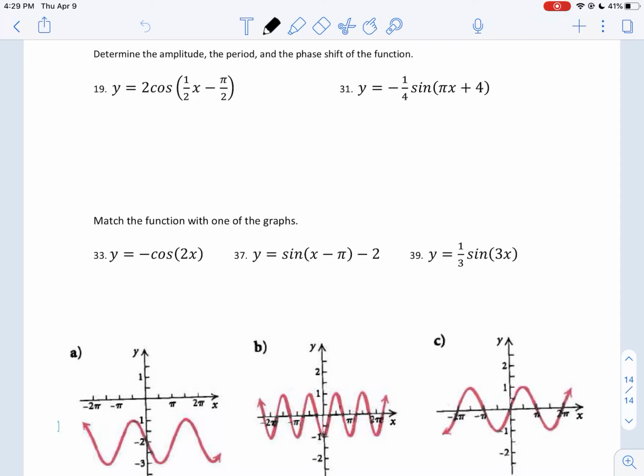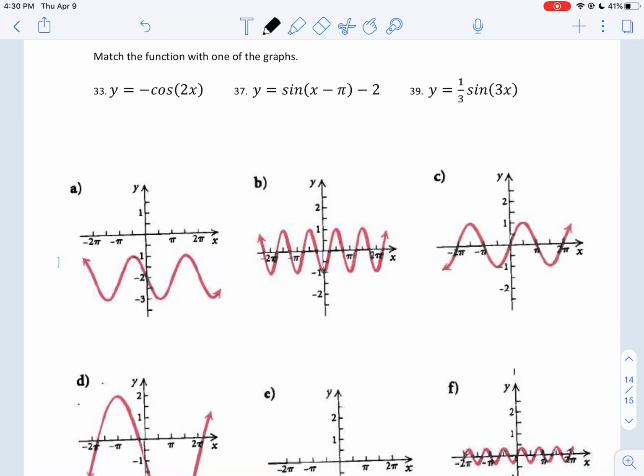Hello. In this video, we'll just take a quick look at some equations and matching them to some graphs. First of all, if you're looking in the notes, don't worry about these. We're not going to do those, and I'm not going to ask you to do any like that. Here, we've got three functions and then some graphs to match them to.